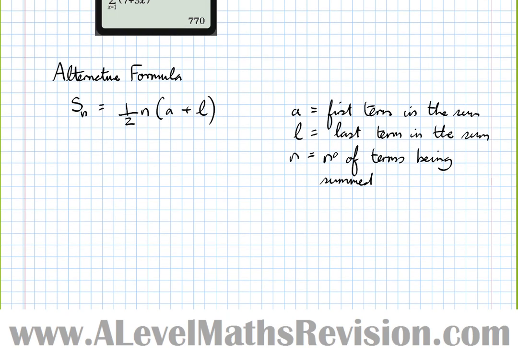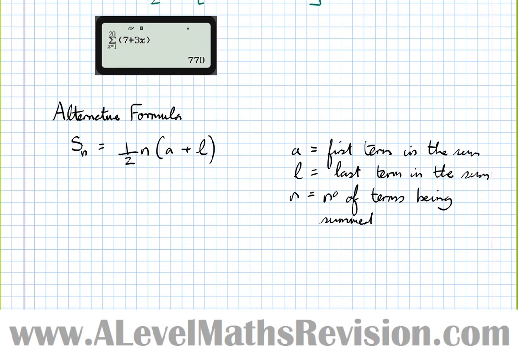So let's take the previous example and just do the question again. Say that I want to find the sum of 7 plus 3x. That's what that sigma notation means, the sum of 7 plus 3x, and we want to go from the first term, x equals 1, all the way up to the 20th term. So that's saying sub in x equals 1, sub in x equals 2, sub in x equals 3, sub in x equals 4, all the way up to x equals 20, then add all your answers together.